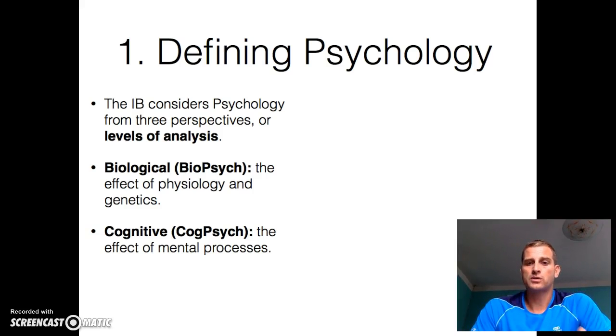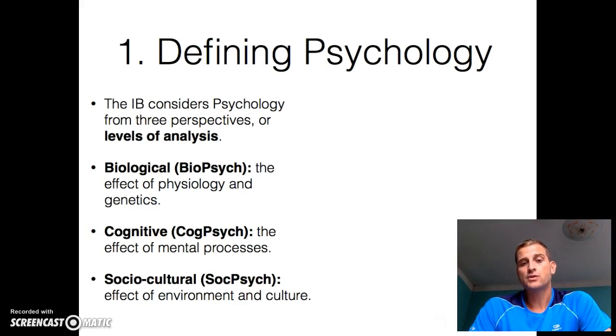Cognitive psych, or cog-psych, is the effect of mental processes on behavior. And sociocultural psych, or soc-psych, is the effect of the environment and culture on our behavior. And this is one I find, as a world traveler and a person who has lived in many different locations on the planet, particularly exciting.